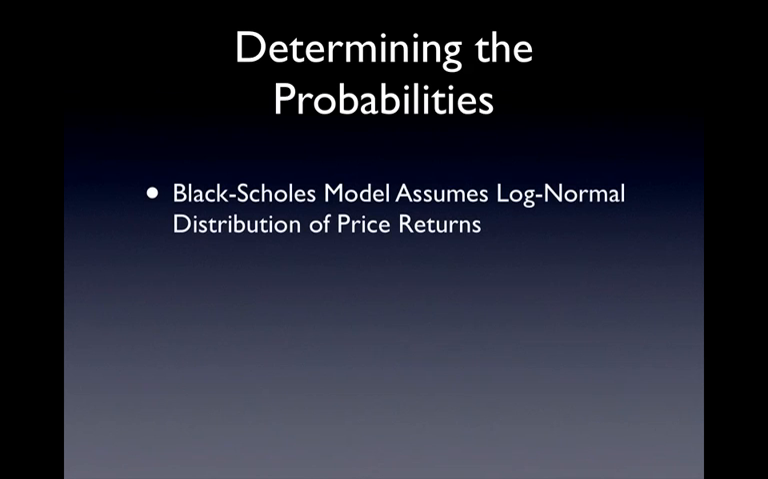In 1973, Fischer Black and Myron Scholes published a paper defining the now famous Black-Scholes option pricing model. One of the characteristics of the Black-Scholes model is that it assumes that the underlying asset's daily returns follow a log-normal distribution. The reason for this assumption is so that the model can estimate the probability that the option will expire in the money and earn a profit for the option buyer.